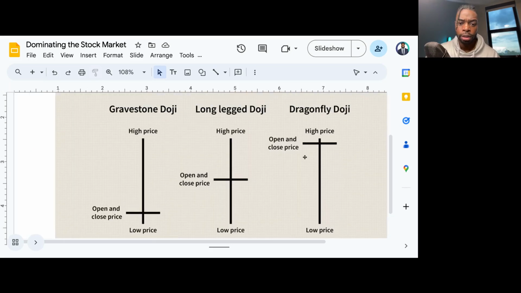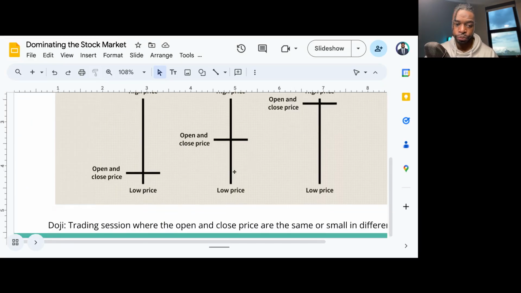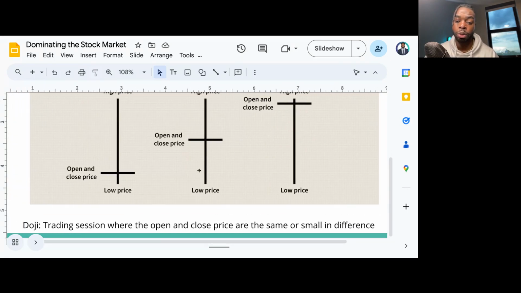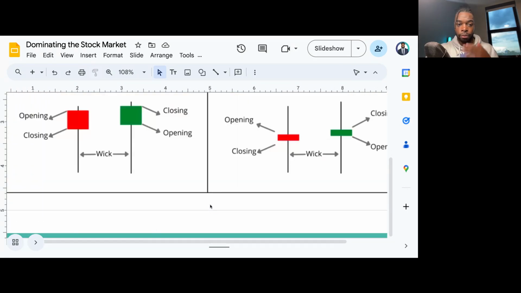And then these are things to know. These are dojis. A doji is when the open and close price are pretty similar and you have these long tails. And you have different types of dojis: you have a gravestone, dragonfly, and long-legged doji. So again, dojis are trading sessions where open and close price are the same or small in difference.